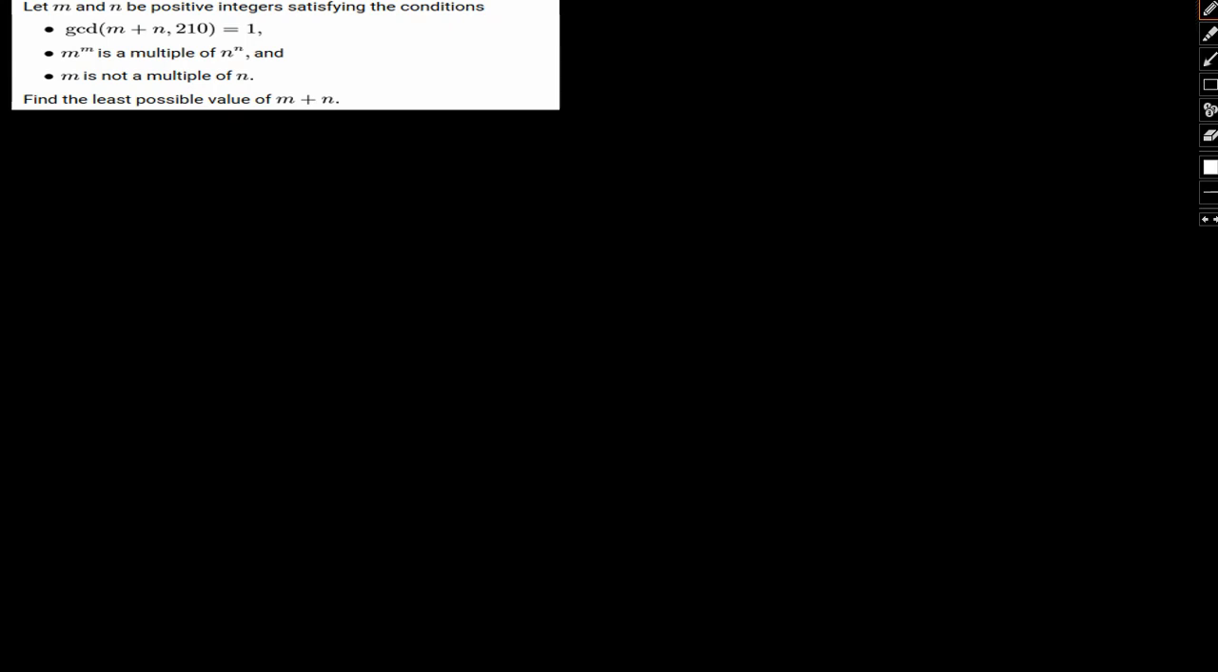So let m and n be positive integers satisfying the condition that the greatest common divisor of m plus n and 210 is equal to 1, and m to the power m is a multiple of n to the power n, and subsequently m is not a multiple of n. So find the least possible value of m plus n. So let's take a look at how we can go about solving this particular question.